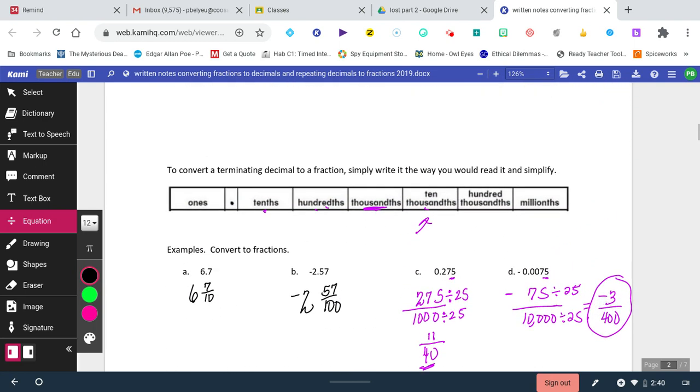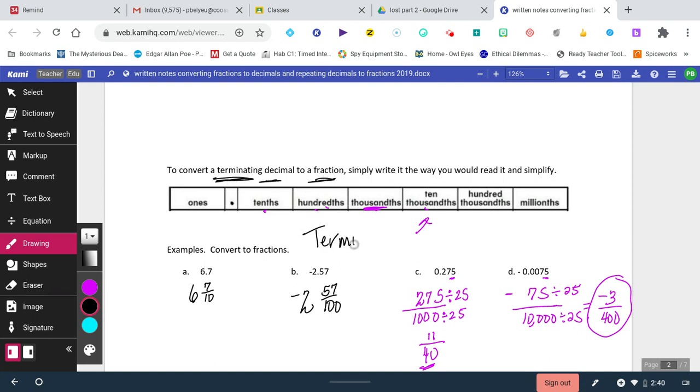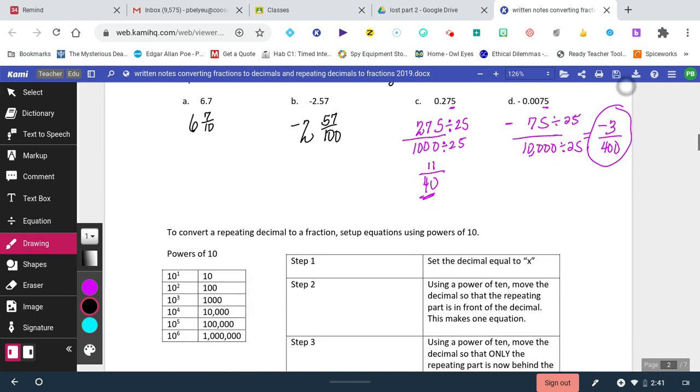Up here, these were easy. These were all terminating decimals. Terminating decimals to fractions, so that was really easy. You just write them the way you would read them.